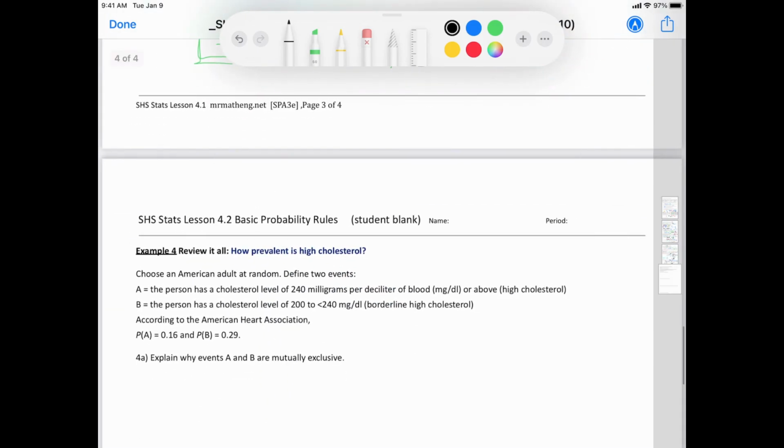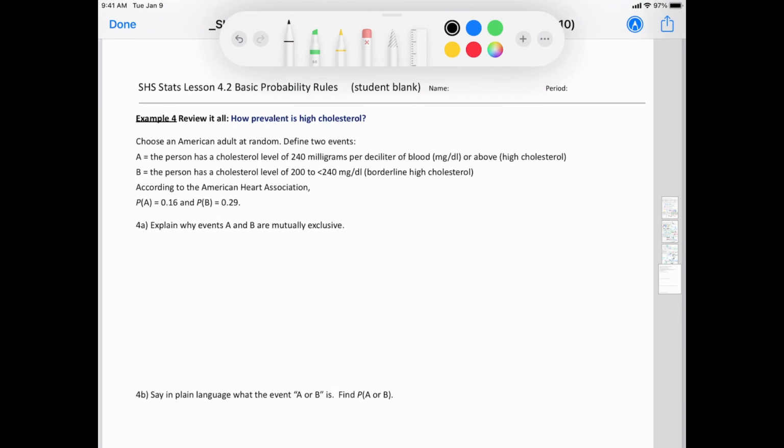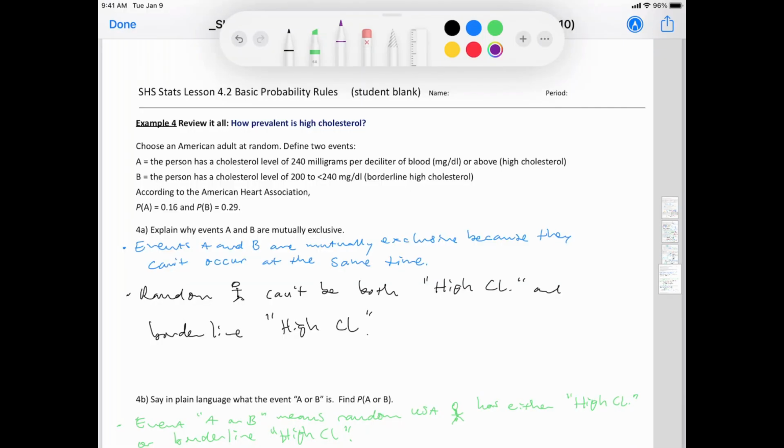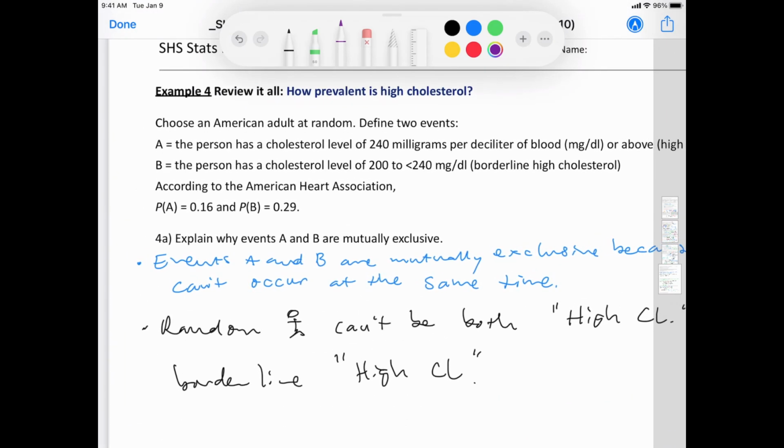Okay, go ahead and you guys try example number 4, and then go ahead and press play when you are ready to see the answers. All right, let's go over example number 4. How prevalent is high cholesterol? High cholesterol is bad. Basically, you have too many, I think, like fatty stuff in your blood. Choose an American adult at random.